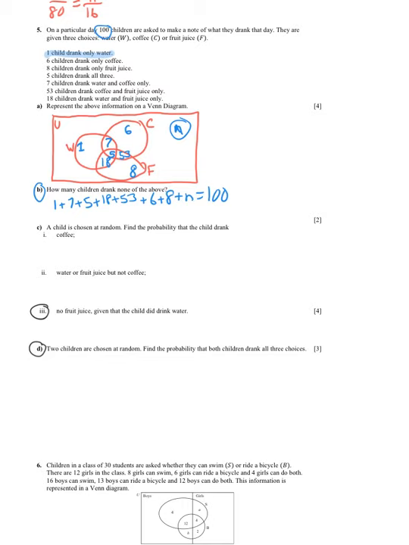And what do we end up getting for our N value on that one? 8. 2. N equals 2. Perfect. So 2 kids that didn't drink water, or anything. All right.